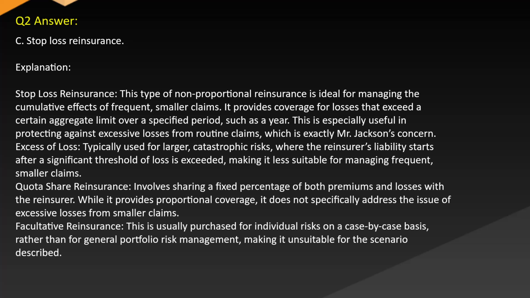Answer. C. Stop-loss reinsurance. Explanation. Stop-loss reinsurance. This type of non-proportional reinsurance is ideal for managing the cumulative effects of frequent, smaller claims. It provides coverage for losses that exceed a certain aggregate limit over a specified period, such as a year. This is especially useful in protecting against excessive losses from routine claims, which is exactly Mr. Jackson's concern. Excess of loss. Used for larger catastrophic risks where the reinsurer's liability starts after a significant threshold of loss is exceeded, making it less suitable for managing frequent, smaller claims.